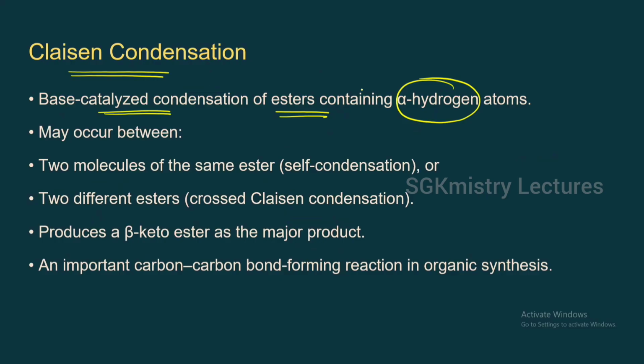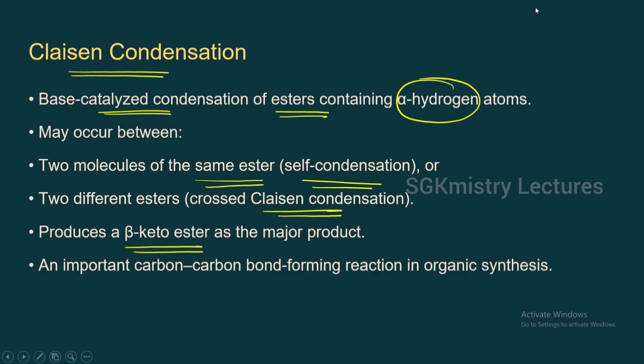these esters should contain alpha hydrogen atoms. Mainly this type of Claisen condensation can occur between two molecules of the same ester, where we call it self-condensation. It can also occur between two different esters, where we call it crossed Claisen condensation. The product formed is a beta keto ester, which is a major product. This is also an important carbon-carbon bond forming reaction used in organic synthesis.